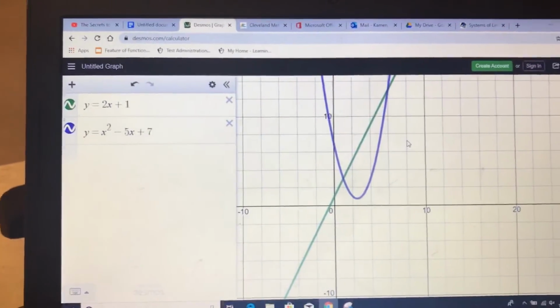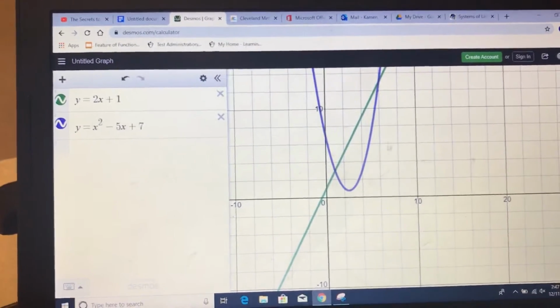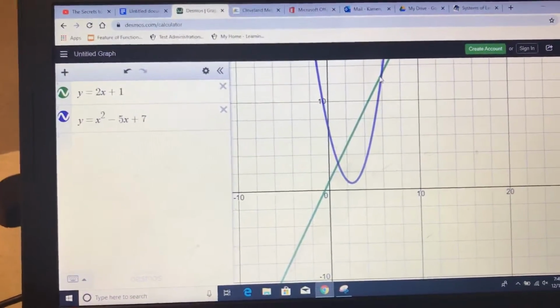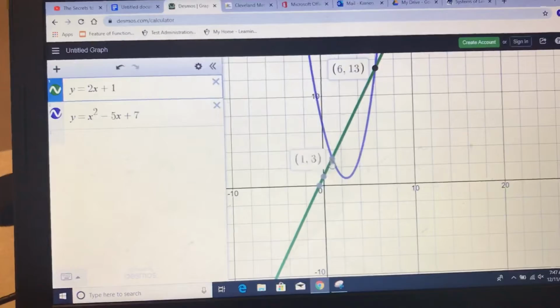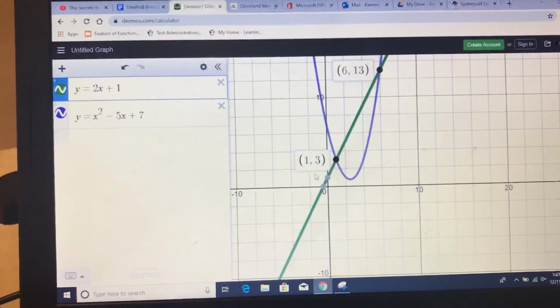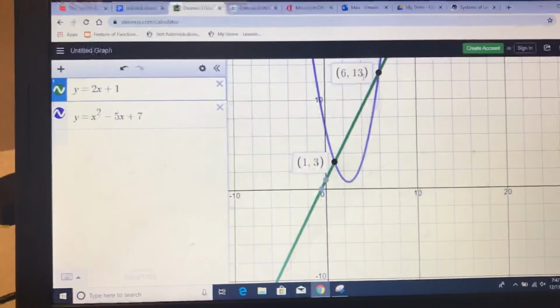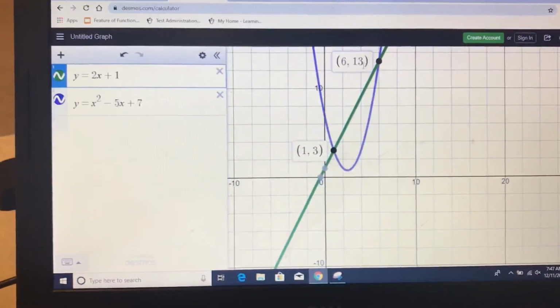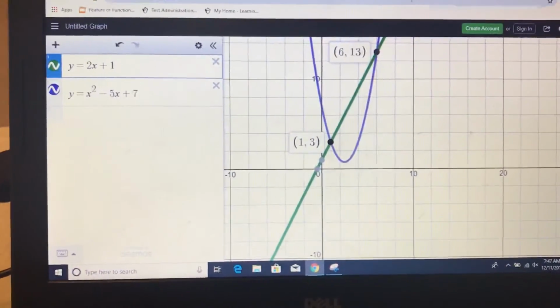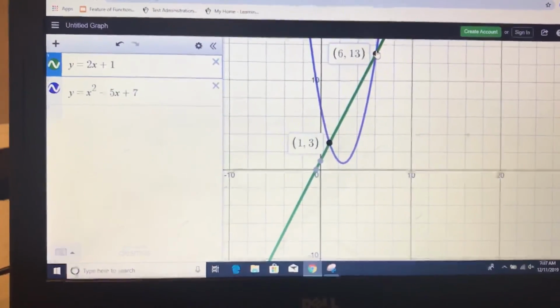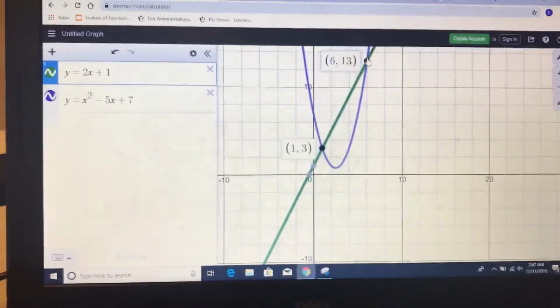And the solutions are the points of intersection. And this is unique because there's not just one intersection, there's two. What we see here, the first intersection is at (1, 3), and the second is at (6, 13). So with linear and quadratic systems, there can be two solutions, okay? At times there might be one, and at other times there might be 0.